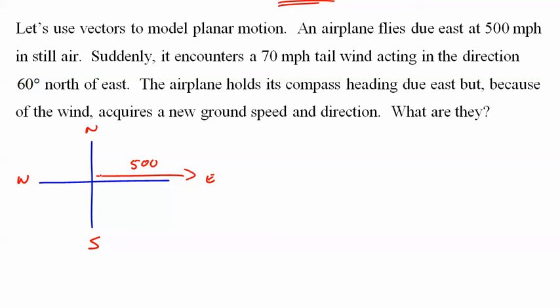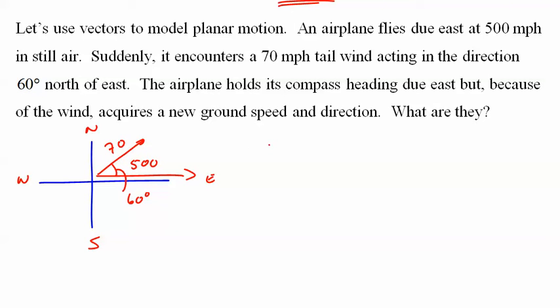Tailwind is 60 degrees north of east. So this is 60 degrees and it's at 70 miles an hour. So the plane just keeps going. What's it actually doing? The real one's going to be something like this. So like I said, break it all down to x's and y's.